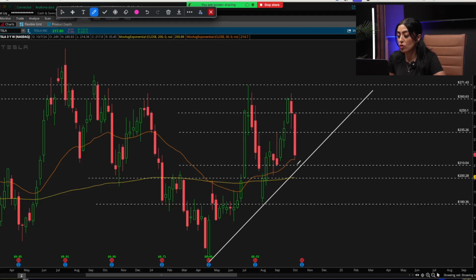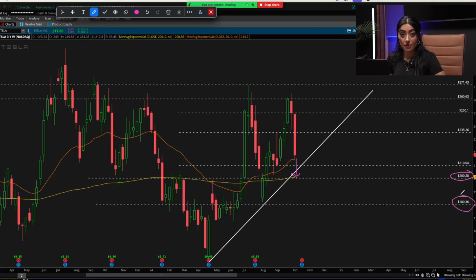So the trend line right now is sitting at around 210 to around 200. Now the 200 EMA is sitting at that 200 level. So that's actually the level that I would look for entry on the trend line break. If it breaks the trend line down, I would wait for the 200 break. The target would be 180.